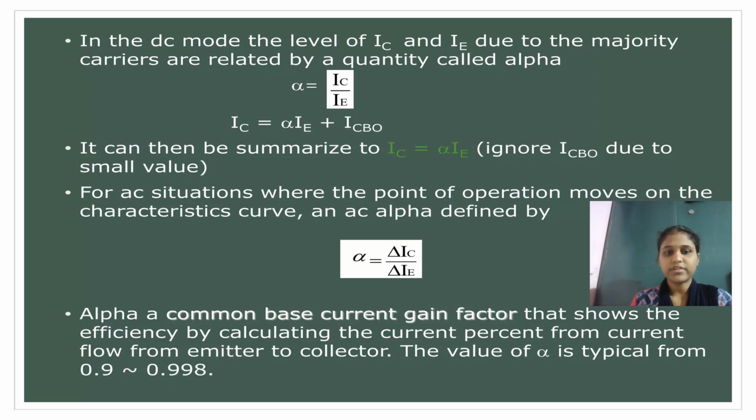For AC situations where the point of operation moves on the characteristics curve, AC alpha is defined as alpha equals delta IC by delta IE. Alpha, a common base current gain factor, shows the efficiency by calculating the percentage of current flowing from emitter to collector. The value of alpha is typically from 0.9 to 0.998.